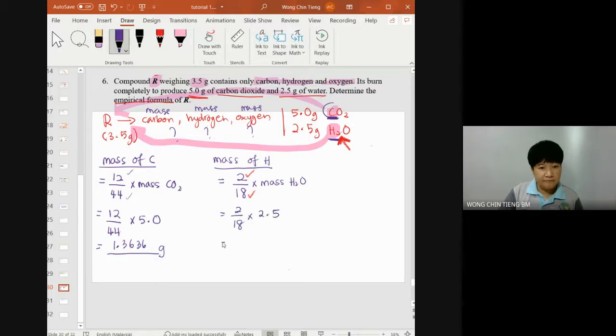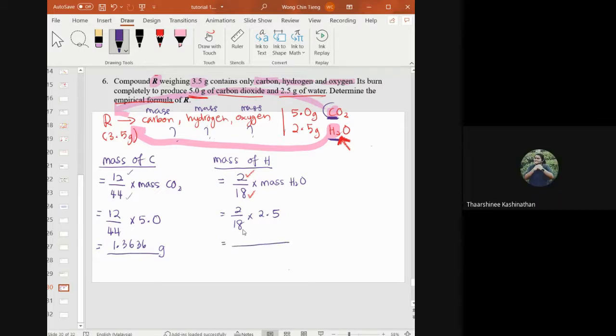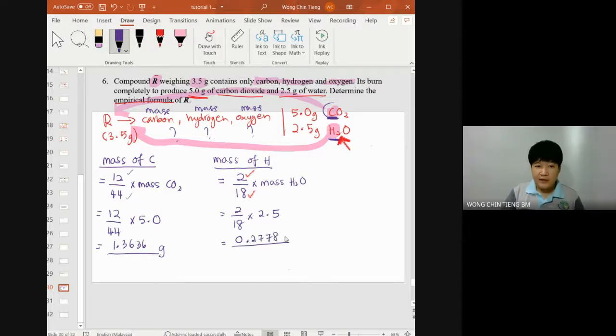Tashini again. 0.2778 gram. And same thing as before, anything less than 0.2778 gram saya tak terima. Okay. And last, we are looking for mass of oxygen.